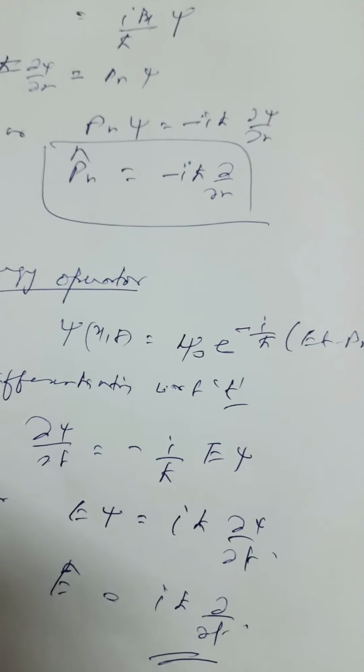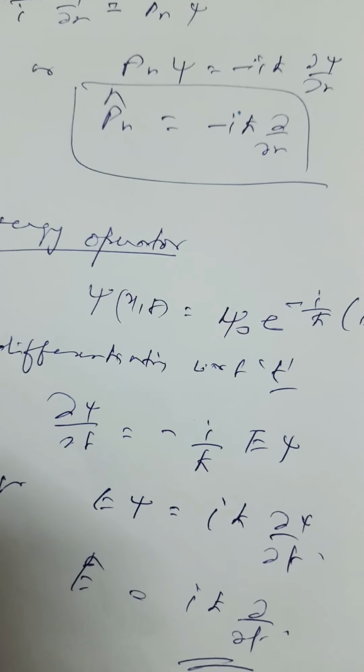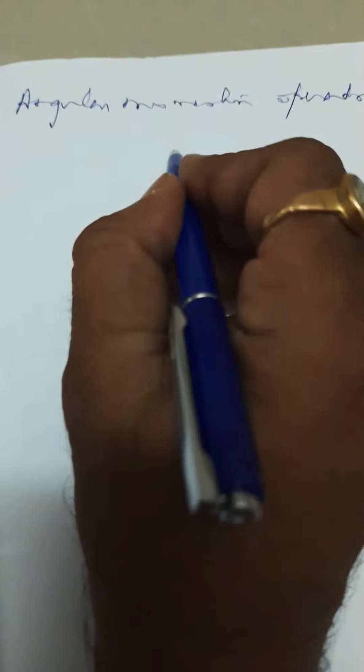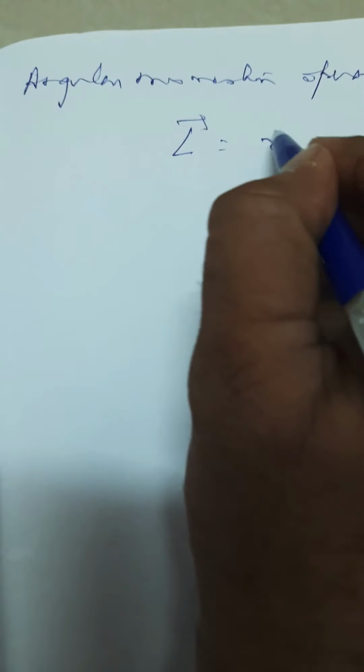Further, what we can do is consider the angular momentum operator. Talking about the angular momentum operator, we'll consider angular momentum L equal to r cross p. So this is the basic definition of angular momentum.